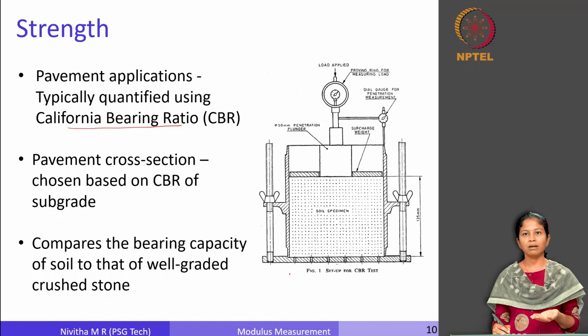So if you have a strong subgrade, the thickness can be minimized, or if you have a weak subgrade, you have to give a higher thickness to enable load distribution, right. So this pavement cross section is chosen based on the CBR value, and what is this CBR value? It compares the bearing capacity of a soil to that of a well graded crushed stone. So what is the bearing capacity of my given soil that is used in subgrade to that of a well graded stone? So that is how this CBR is defined, and this is a setup for a CBR test. We will look into it as we go along.